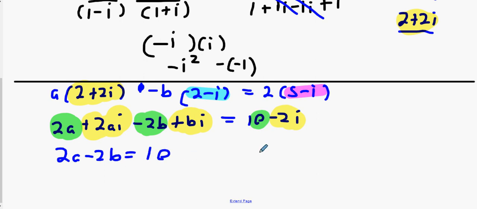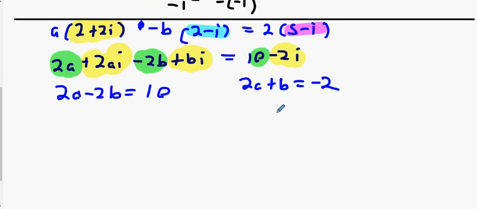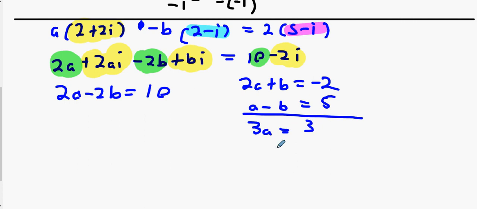2a minus 2b equals 10. And then we have 2a plus b equals minus 2. We could go for the Jonathan method here. What would be the Jonathan method from earlier? The opposite. Divide the equation on the left by 2, and you end up with a minus b equals 5, which is a smart move. Add them both together. We get 3a equals 3 and a equals 1.